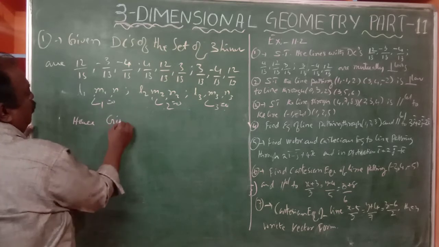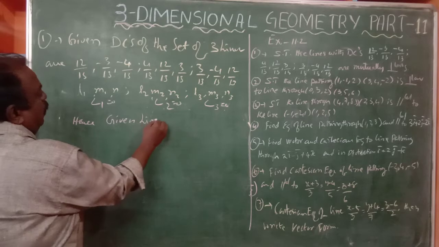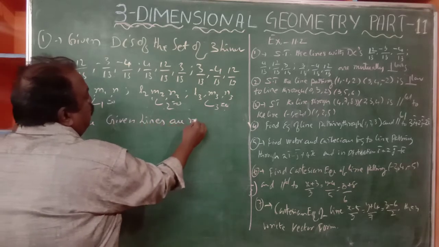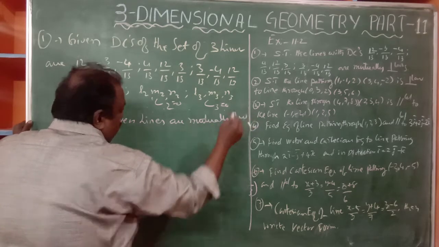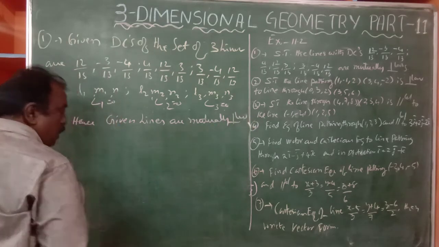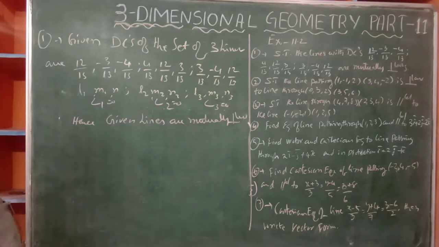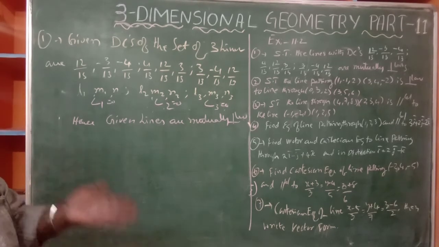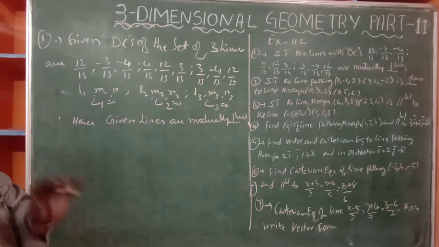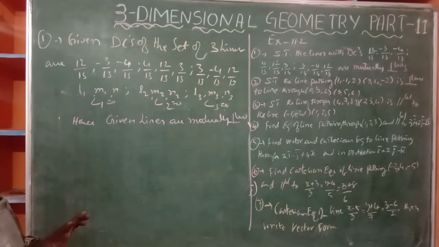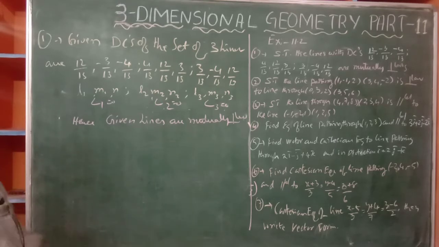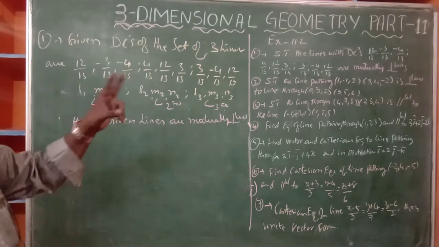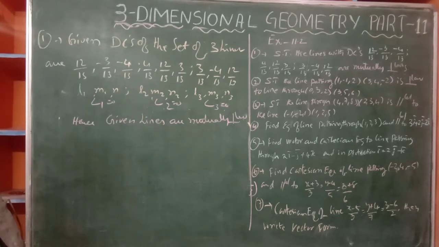Given lines, we have to show the given lines are mutually perpendicular. Like that we can solve. Here the main concept is L1 L2 plus M1 M2 plus N1 N2, that is to be 0. That is the sum of the product of DCs of two lines. If it is 0, then they are mutually perpendicular.